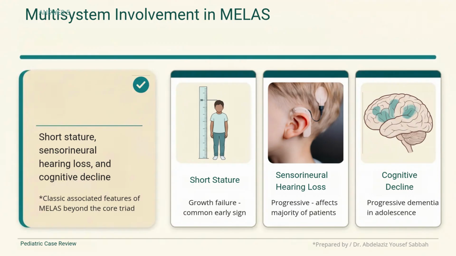These are the classic associated features of MELAS that extend beyond the core triad. Short stature reflects growth failure and is a common early sign. Sensory neural hearing loss is progressive and affects the majority of patients. Cognitive decline manifests as a progressive dementia, often becoming apparent in adolescence. The maternal family history of diabetes and deafness in this case is a powerful additional clue because these features cluster along the maternal line. Together, this combination strongly points toward a mitochondrial disorder.